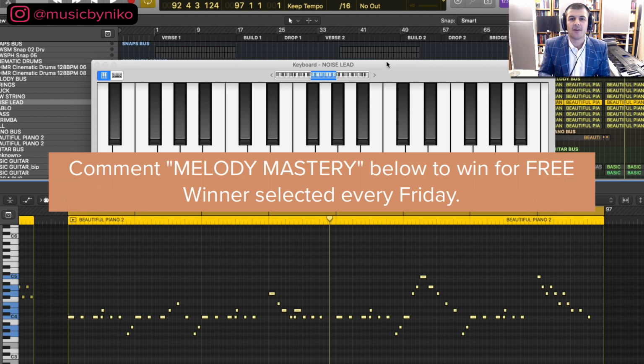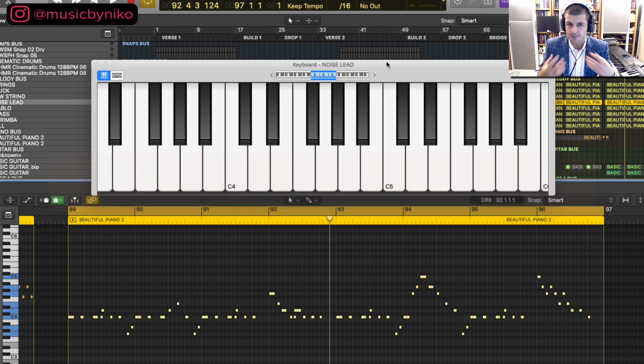Now let's break down this melody, and the way I like to do things is first starting off with the melody starter. If you don't know what that means, keep watching, it'll make sense in a second. When I look at my piano here, where I start creating melodies, the first thing I like to do is understand what key I'm in.